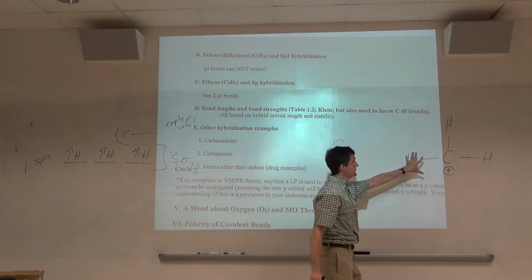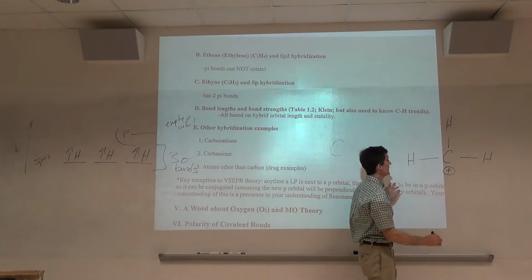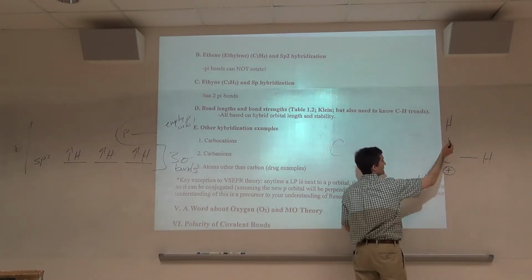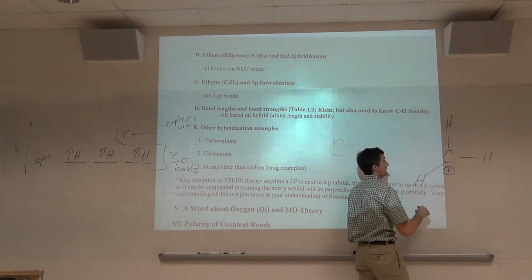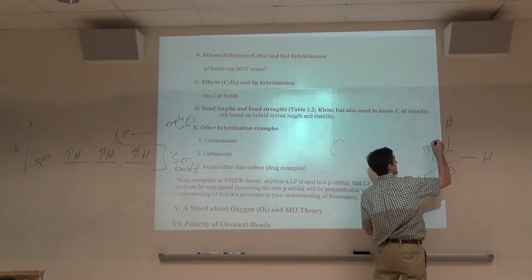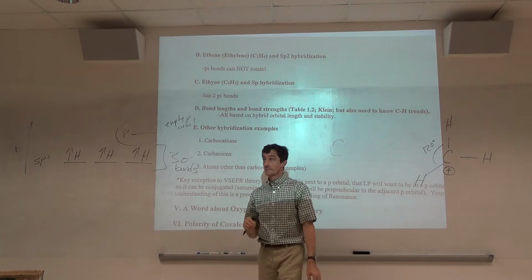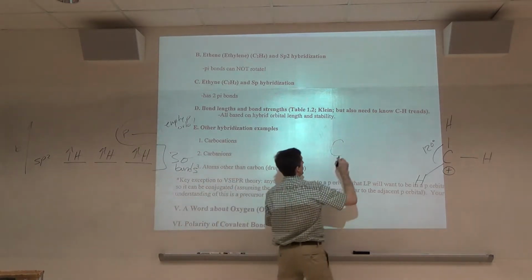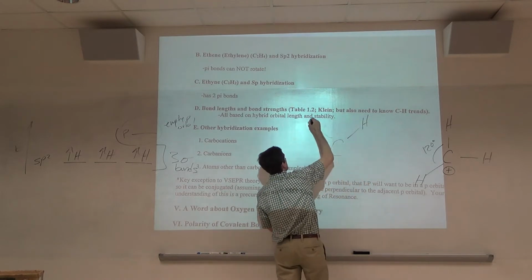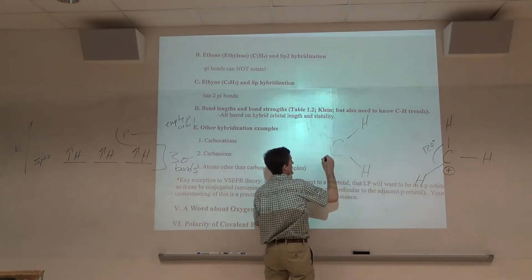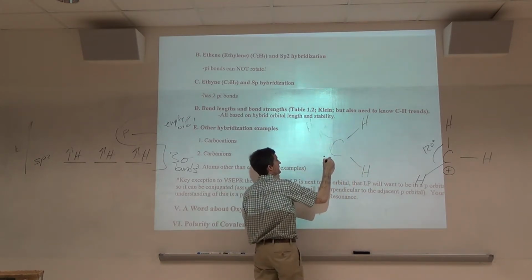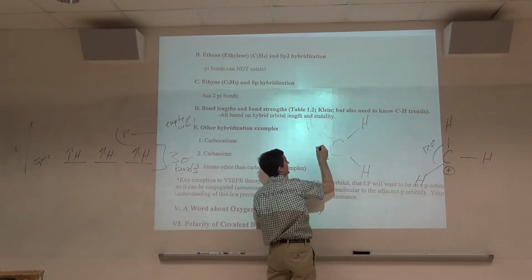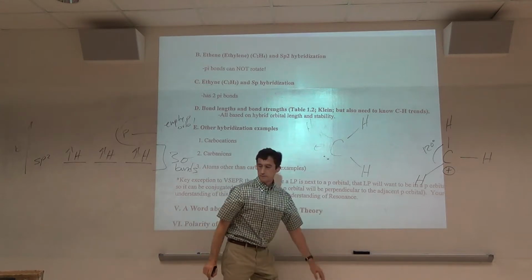By the way, is this geometry right? I can fix that by just drawing it like this, because we know the geometry around here is what? It should be 120, right? Trigonal planar. What if we take and have H's, and give this carbon a lone pair? What's the charge? Charge is minus.